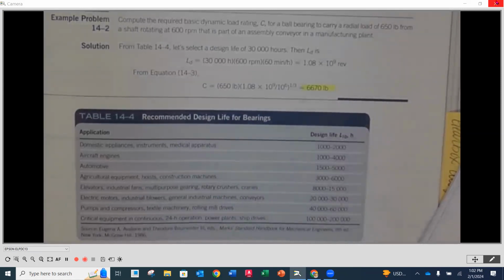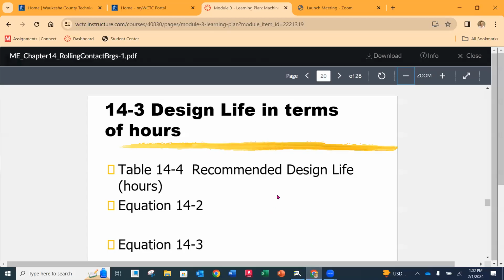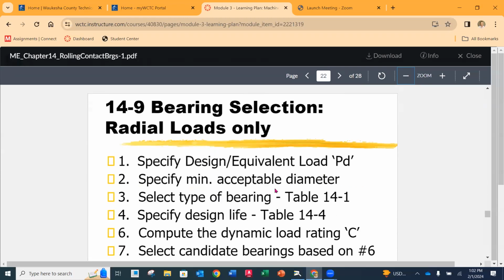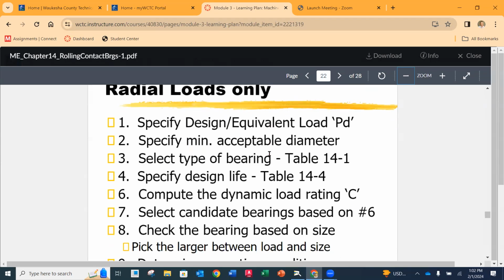All right. We'll go back over here. So we did example 2. Now let's talk about bearing selection. When we have radial loads only, and that's what we're going to be focusing on for the exercises that we do next, first of all, you need to know what your equivalent load is, or what your radial load is that's actually going to be on it. So this is the number, like I said earlier, in statics you would have calculated the reaction at the support. That's this number.